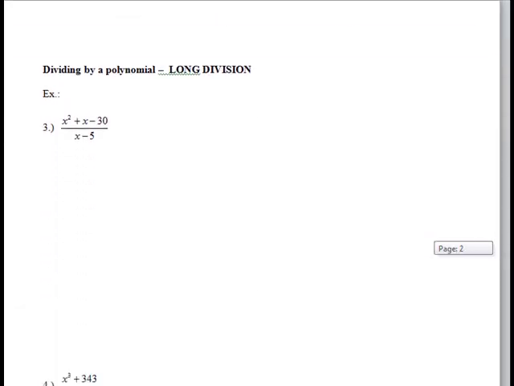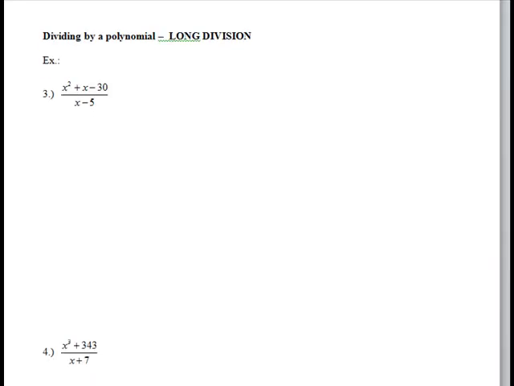The next method for dividing polynomials is long division. We're going to use this method if we're dividing by two terms, or a binomial. So in long division, by its name, I think it's a little lengthy, so give yourself plenty of room. Neatness and organization is going to be key to not making careless mistakes here.